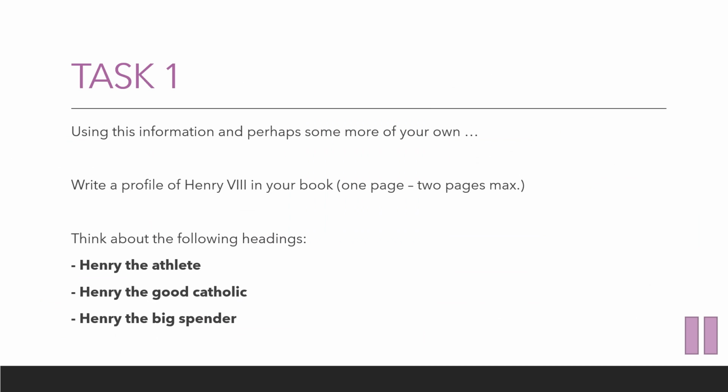So what I'd like to do first of all is pause the video, and you might want to go back and rewind, and I want you to make a little mini profile of Henry VIII in your book. So just 1 page is fine, don't do it any more than 2 pages, but you might want to think about copying out maybe the diagram that I showed you before, and think about the following headings. You could categorise the things that were on the previous slide into what made him athletic, what made him a good Catholic, what a big spender he was. So I want to know when he lived, when he ruled, who his children were. So use the information so far and create a little mini profile of Henry VIII in your book, and pause the video.